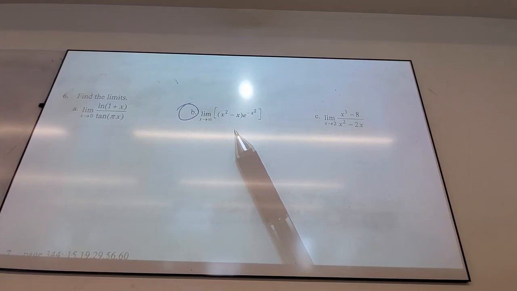Does somebody wanna try 6B out here? We did the limit of 1 over x minus 1 e to the x minus 1. Alright, Lucky's gonna try. Lucky, as you do each step, I want you to let people here know what's happening. We did this one in class. Oh, yeah, that's from a while back.